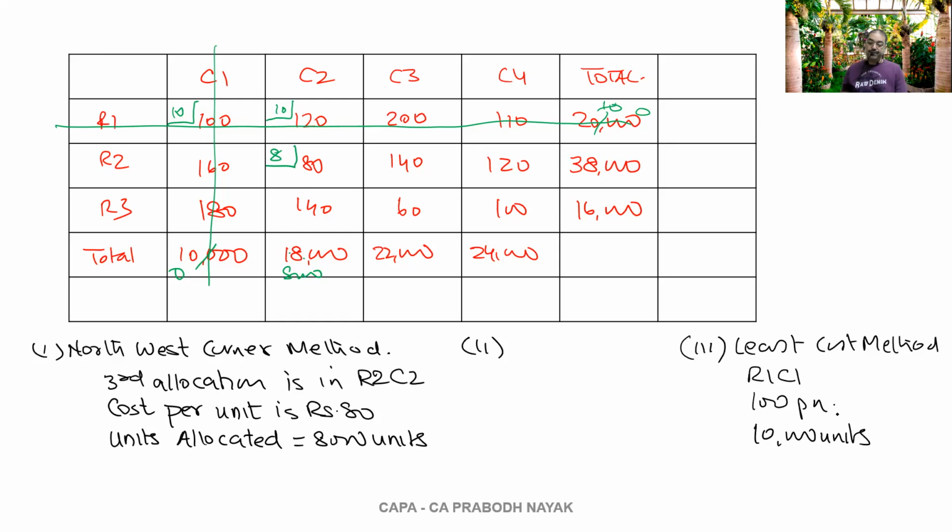Okay, do the Vogel's approximation method. Tell me the third allocation. Same way you have to do, calculate the penalties, row wise, column wise. 60.